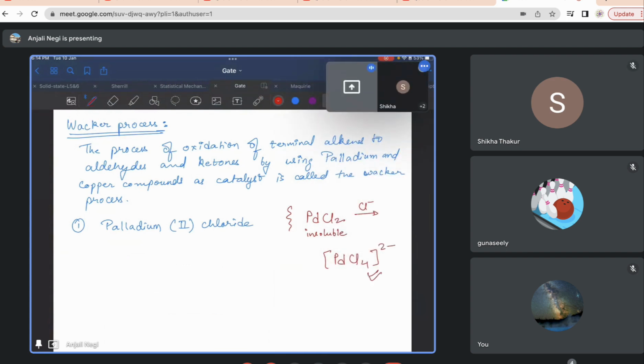So this is the correct option in the case of palladium chloride, because this is soluble in water. And number two is copper 2 chloride. So these two are used in this process along with oxygen and water.